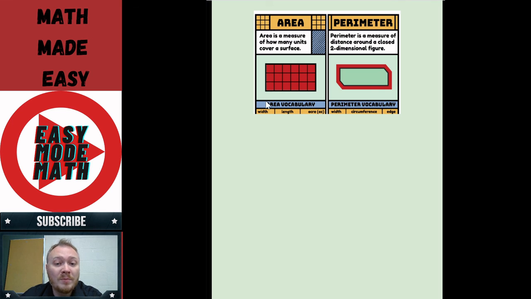To wrap up, area is a measure of how many units cover a surface, and we can break that down into little boxes like this if it's helpful. The vocabulary that goes with that is typically width or length. A practical application would be in acres. Perimeter is a measurement of the distance around a two-dimensional figure, and there we could be talking about the width, the circumference, the edges, etc. Just some additional information to wrap up here.